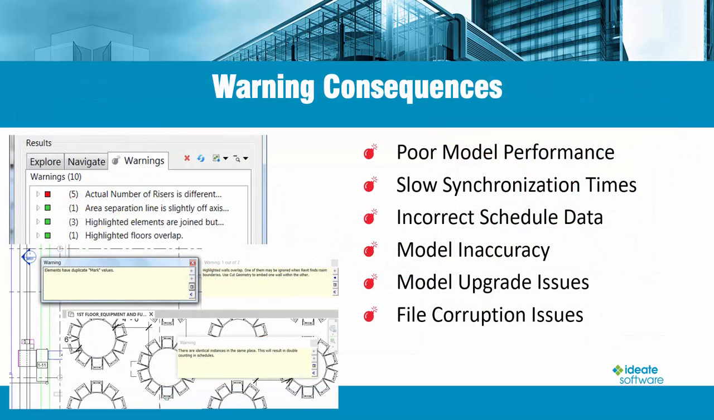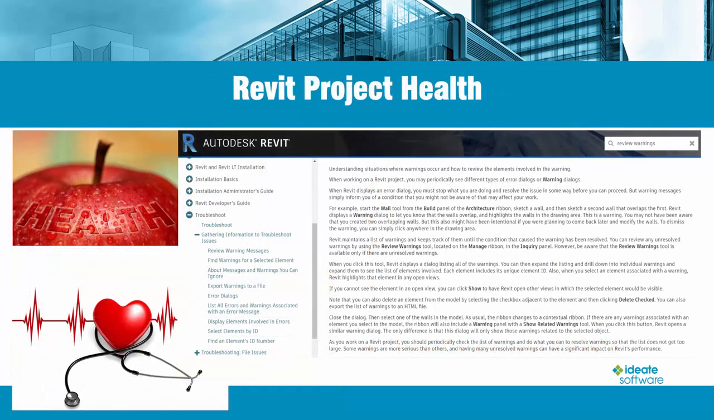Failure to manage the warnings in your Revit project could result in poor performance, slow synchronization times, incorrect schedule data, model inaccuracy, model upgrade issues, or even file corruption. These potential consequences can have increasing negative downstream impacts on the overall project, cost, and time frame. Use Ideate Explorer to keep warnings under control and mitigate your risk. Warnings are a key indicator of Revit project health. Stay on top of your Revit warnings with Ideate Explorer to improve project performance and project health.